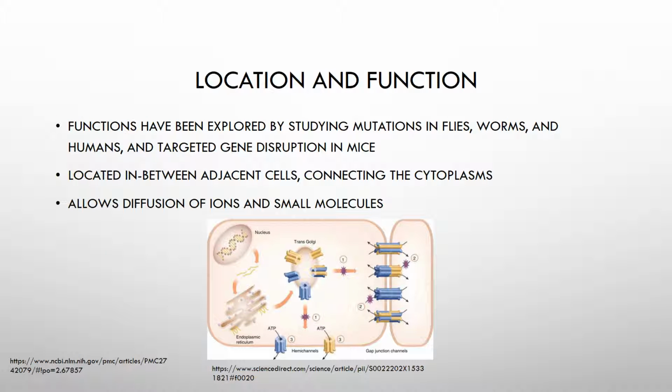The location and function of gap junctions. Functions have been explored by studying mutations in flies, worms, and humans, and targeted gene disruption in mice. As stated before, gap junctions are located in between adjacent cells, connecting the two cytoplasms together. From there, it is able to allow the diffusion of ions, molecules, second messengers, and other cell signaling communication between two adjacent cells.